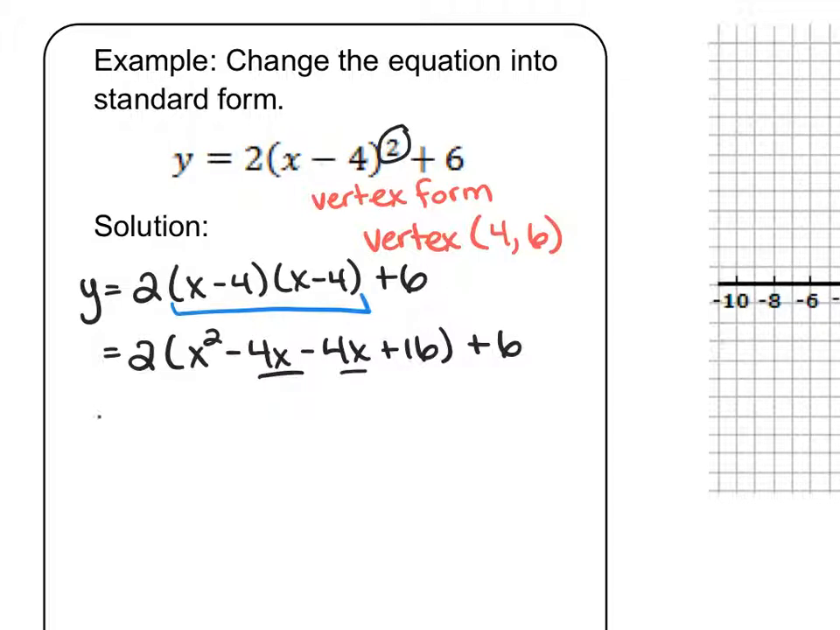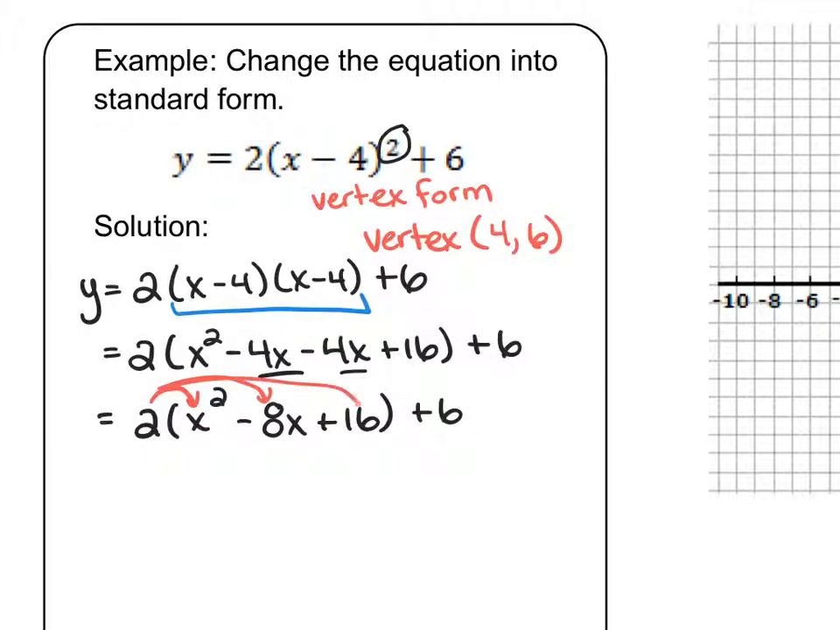Collect our like terms, so sort of clean it up a bit. That becomes negative 8x plus 16. And we've got that 6 on the outside. Before we can deal with that 6 on the outside, this 2 is in front. And what you're going to do is multiply it by every single term that's in the bracket. So it becomes 2x squared, 2 times negative 8, negative 16x, and 2 times 16 gives us positive 32. And now the 6 is on the end.